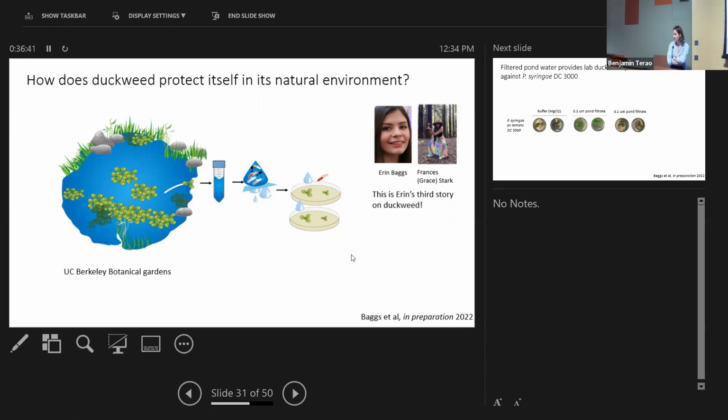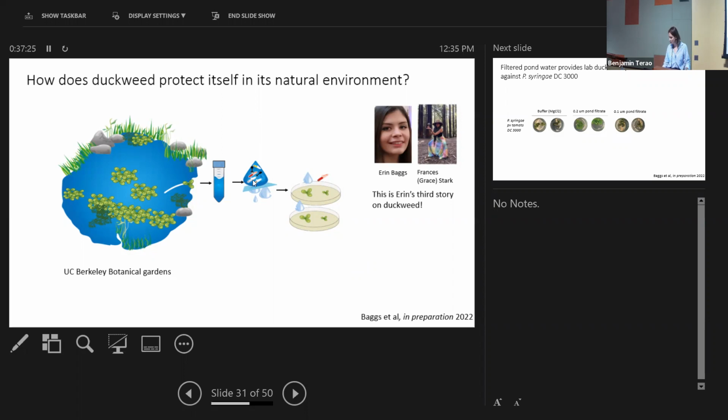And so Erin and a rotation student at the time, Grace Stark, they got the gear, they went, they sampled 3 ponds at UC Berkeley Botanical Gardens that had duckweed in it. They tried to find disease on duckweed, sick duckweed, couldn't find any. All the duckweeds were super healthy. And they took the water from it. They passed the water through filters with the idea of, well, let's see what microbes are actually there in the pond and which microbes are in the water versus which ones are on the duckweed or inside the duckweed. Thinking maybe there's a microbiome aspect to it.